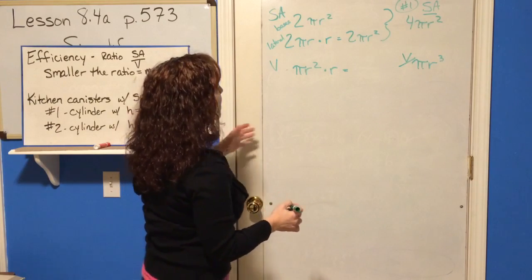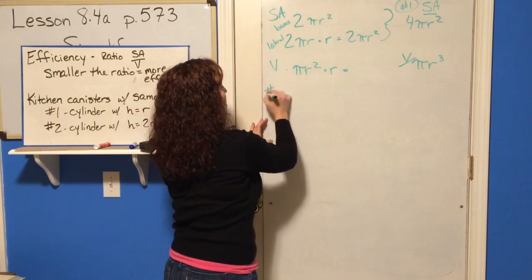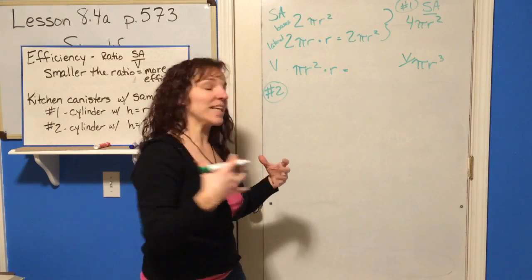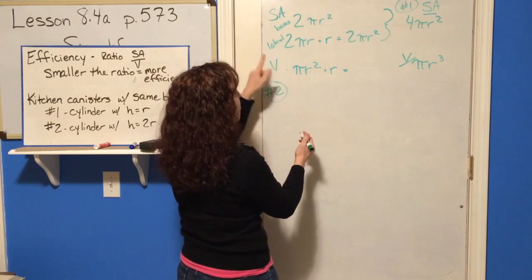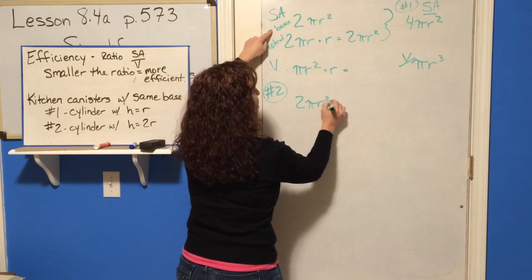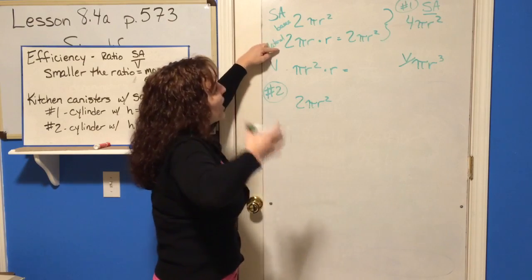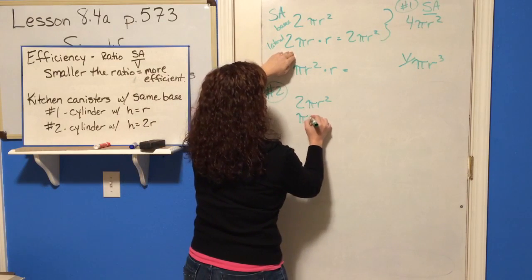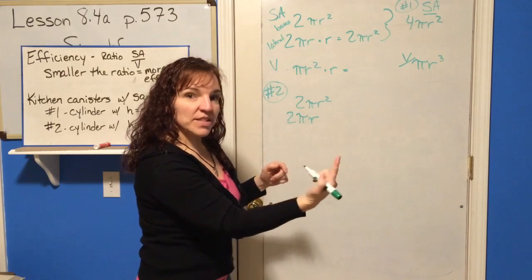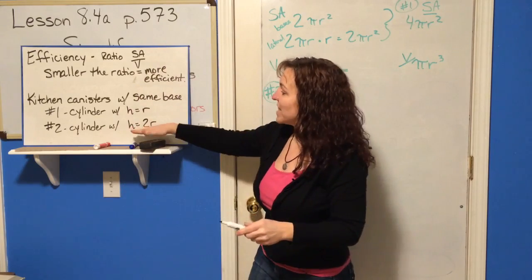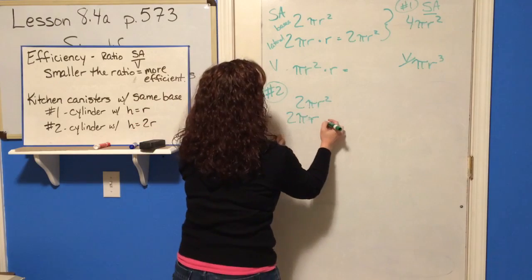Now we need the second. So now we need to do the same thing, the surface area and the volume of the second cylinder. We've got 2 bases, and they're actually going to be the same. So we've got 2 pi r squared for the bases, and then the lateral area of this is going to be 2 pi r, which, remember, is the circumference, and now we're going to multiply by the height. And the height of the second cylinder is 2r. So we're going to multiply by 2r.